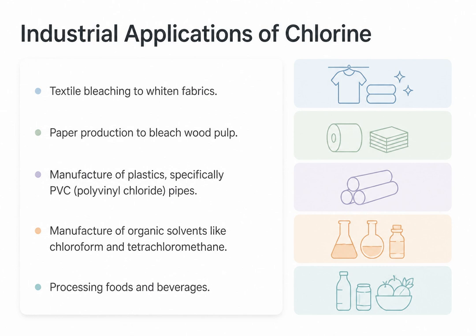Beyond sanitation, factories rely heavily on chlorine for manufacturing. In the textile and paper industries, chlorine is the primary agent used to bleach raw materials, turning natural fibers and wood pulp bright white. It is also a fundamental building block in the chemical industry. For example, the PVC pipes widely used in construction and plumbing stand for polyvinyl chloride, meaning they are made using chlorine compounds. Additionally, chlorine is used to synthesize important organic solvents like chloroform.